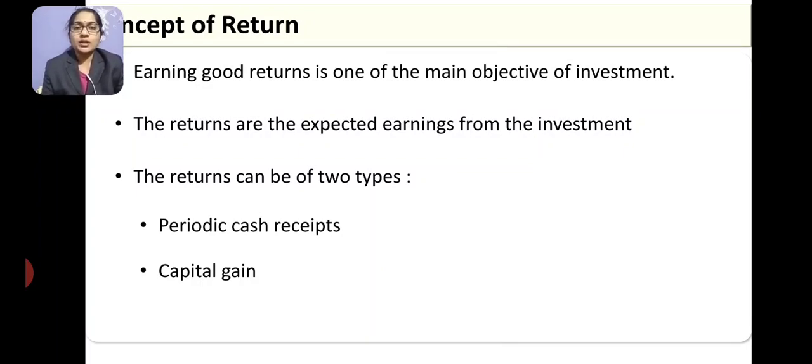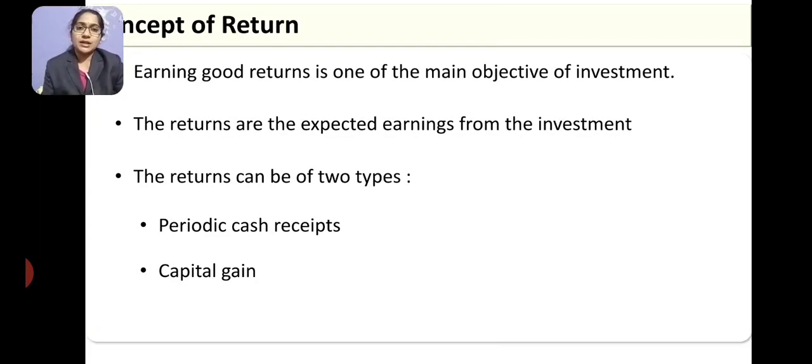When there is no return, then nobody would like to invest in it, isn't it? So again, earning good returns is one of the main objectives. Now what are the returns basically? These are the expected earnings from the investment. The earnings could be in the form of periodic cash receipts or in the form of capital gain.